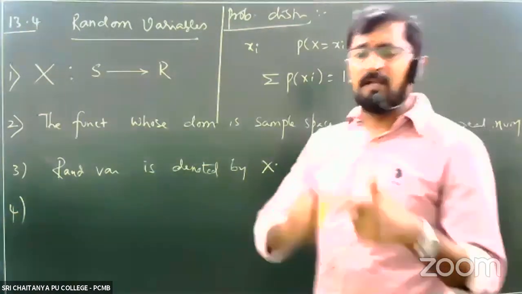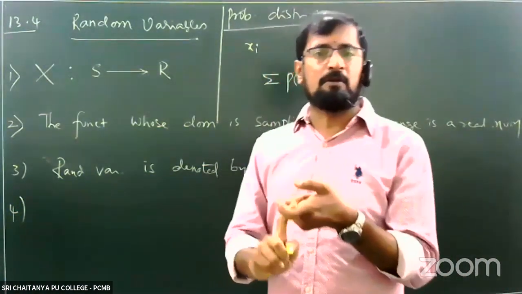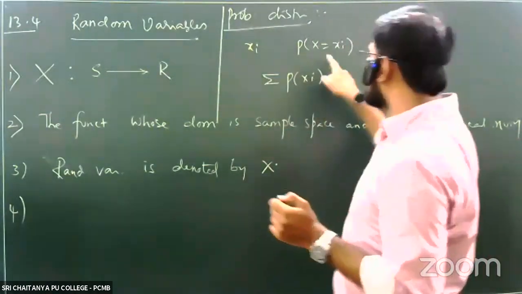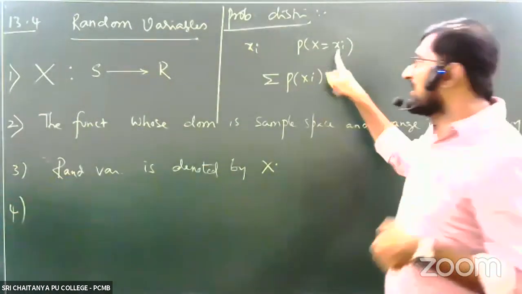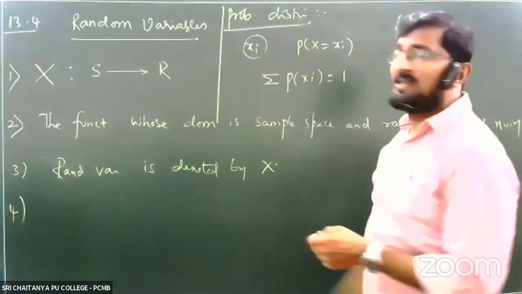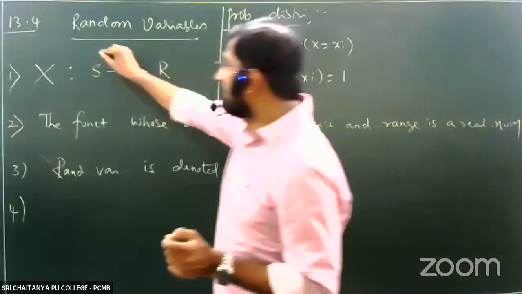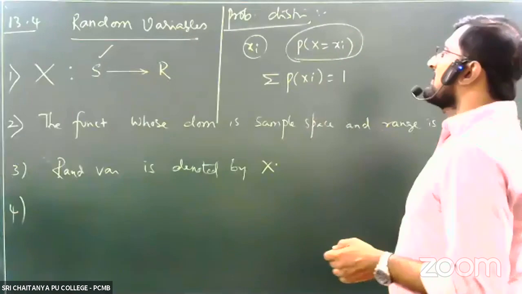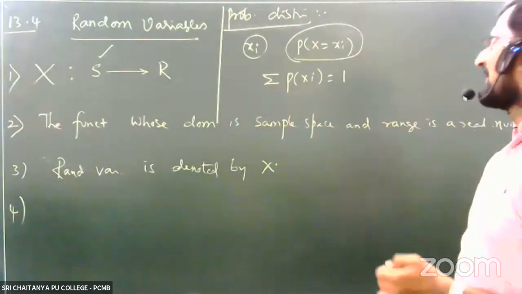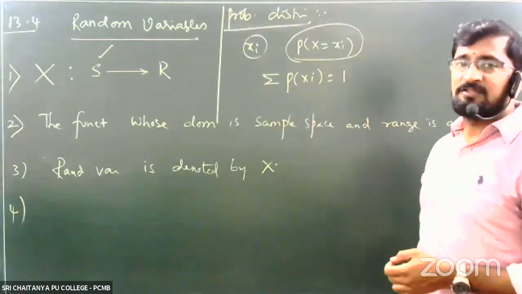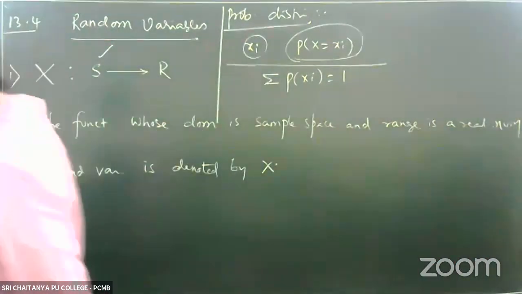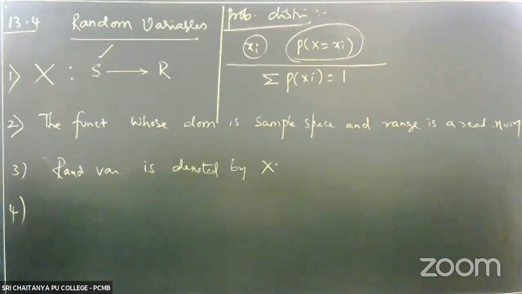Repeating, a probability distribution is nothing but a tabular column whose sum of probabilities is equal to 1, where xi is an element in the sample space and the probability of that xi is P of X equals xi, then the sum of probabilities should be equal to 1. Okay, take down, I am giving you the notes. Side heading, probability distribution.